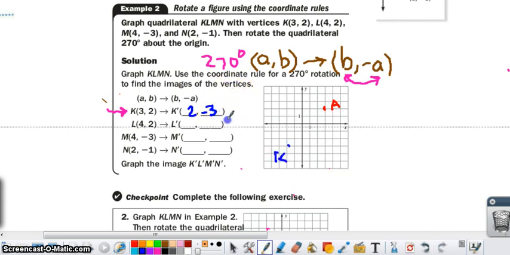So that's going to be our point K prime in our image.